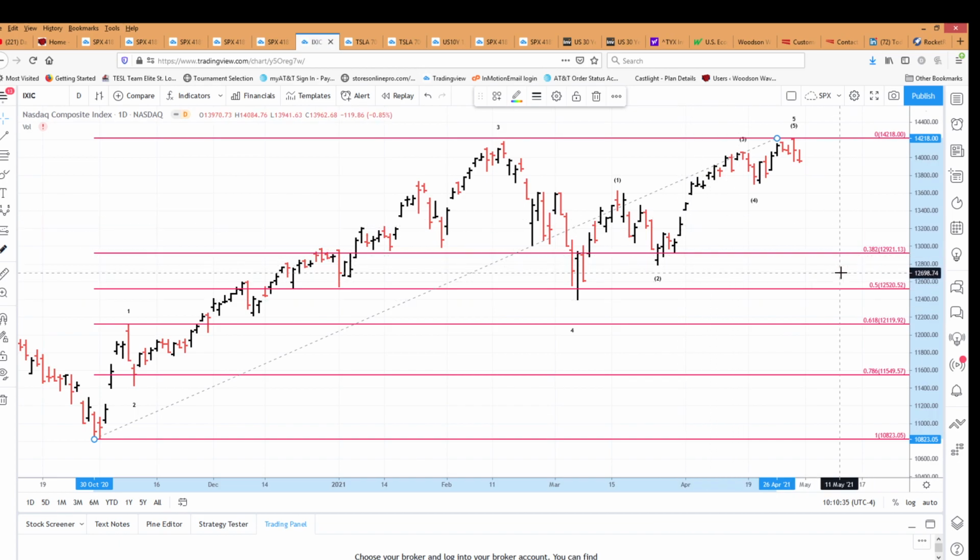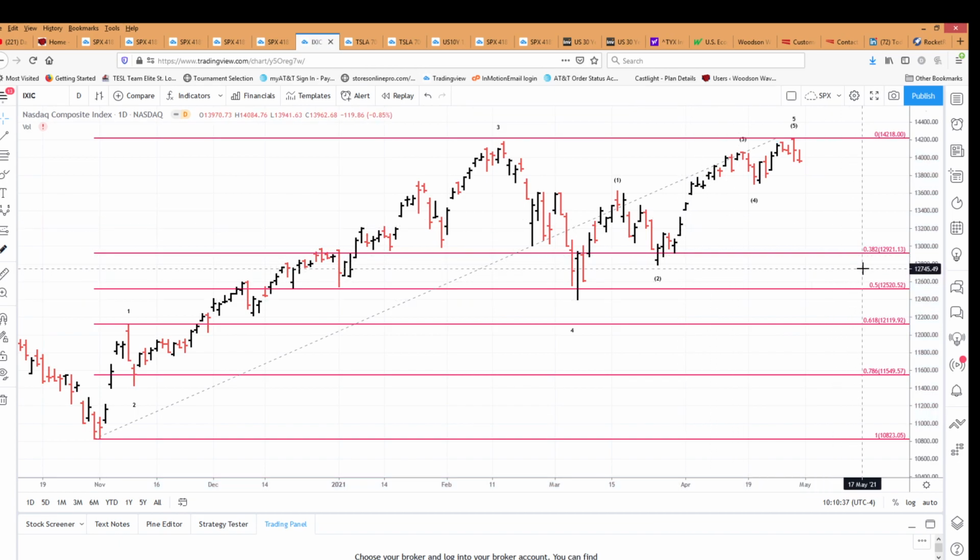Okay, so these retracement levels are: the 382 is 12,921, the 50% is 12,520, and the 618 is 12,119. And you can see here that 382 to 500 is that previous fourth wave in there too. So that's what we're looking at in the NASDAQ.